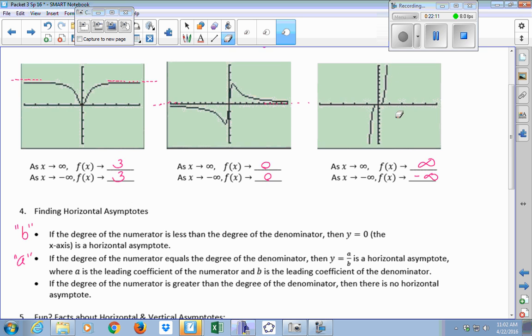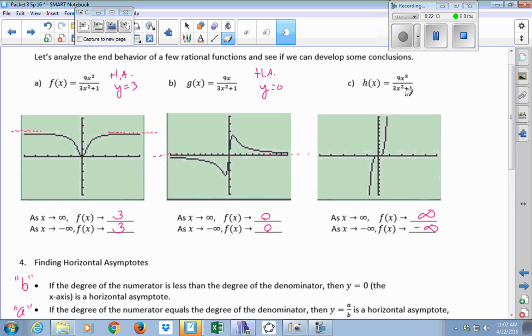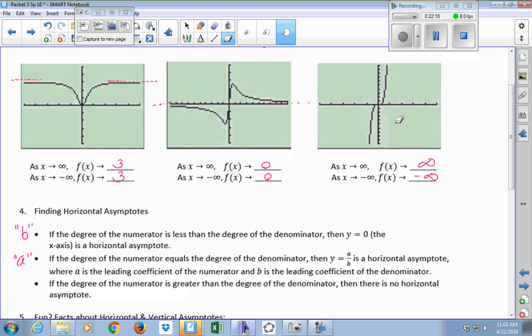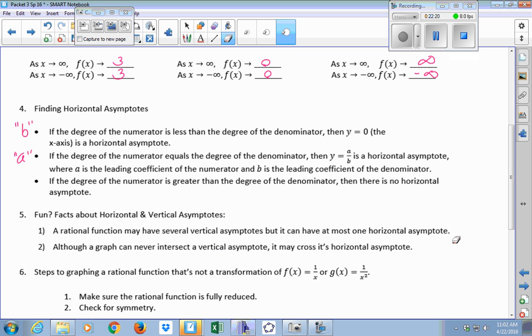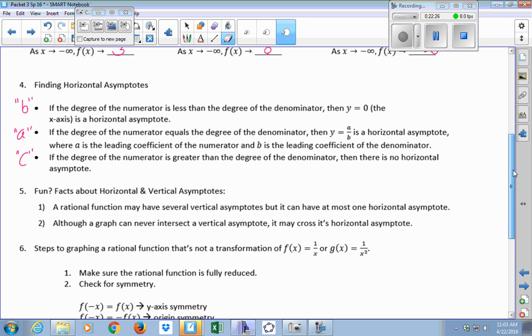All right, and then finally, in this last one, notice the degree in your numerator is bigger than the degree in your denominator. When that happens, you have no vertical asymptote. So that's C. All right, so you'll get a chance to practice that with all of your class activities.